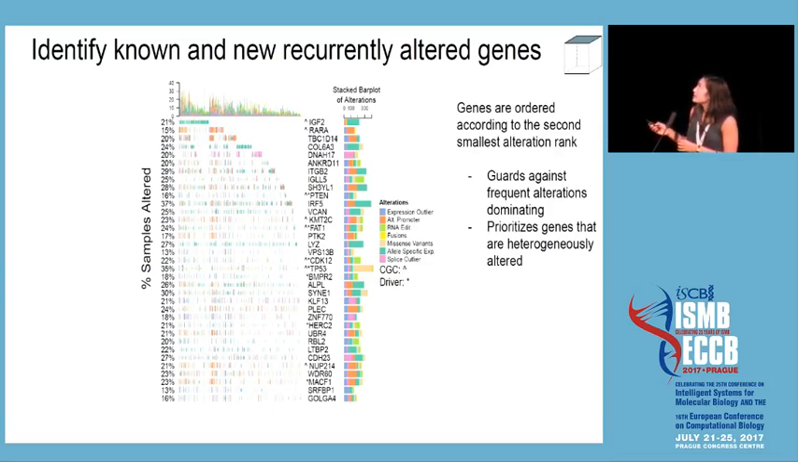We did a second smallest alteration rank. And this is done because it guards against frequent alterations dominating. So for example, fusions occur at a much lower rate than, for example, expression outliers. In order for the more frequent alterations to not dominate, we then transform them to ranks. And then we use the second smallest alteration rank in order to prioritize genes that are heterogeneously altered.